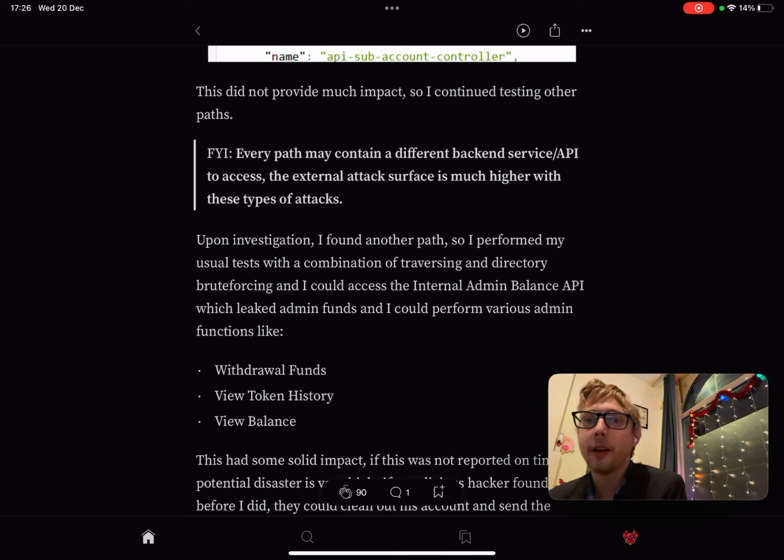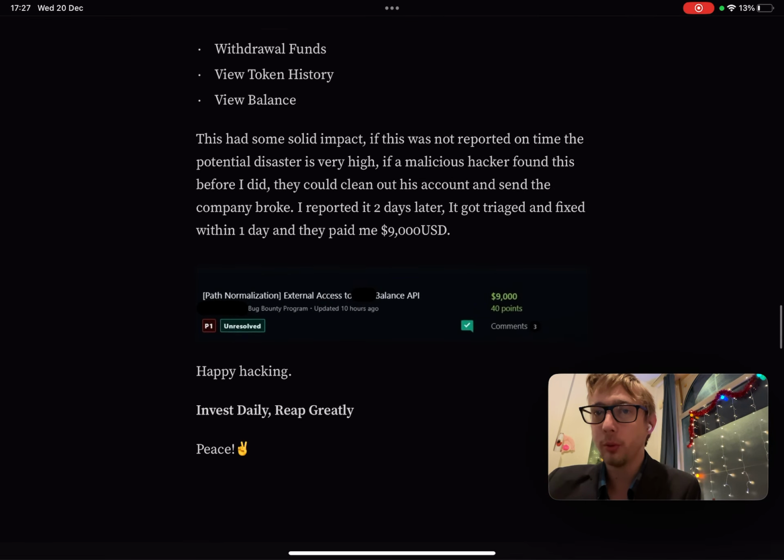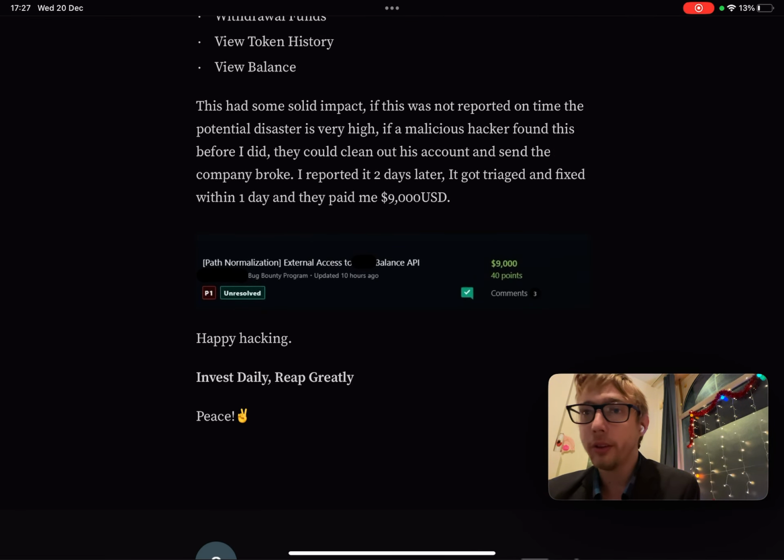Upon investigation, I found another path, so I performed my usual tests with the combination of traversing and directory brute forcing, and I could access the internal admin balance API, which leaked admin funds, and I could perform various admin functions like withdraw funds, view token history, and view balance. This had some really solid impact. If this was not reported in time, the potential disaster is very high. If a malicious hacker found this before I did, they could clean out his account and send the company broke.